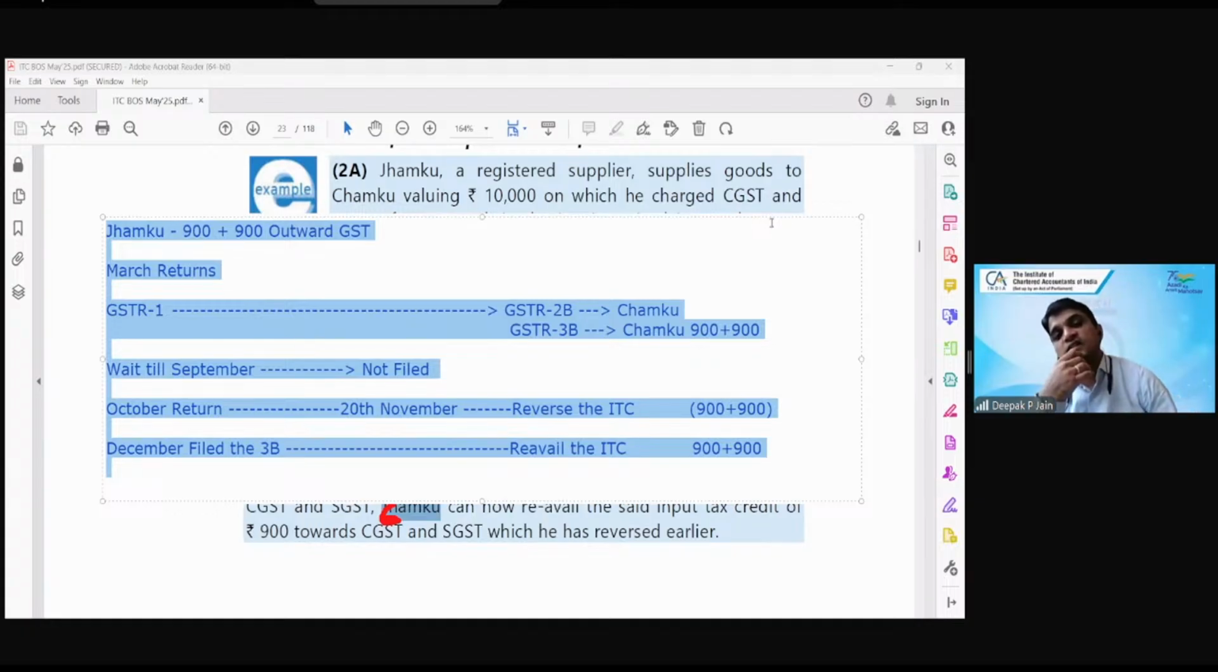Like GSTR 1, GSTR 2B is not about reporting info. Whatever is reported in GSTR 1 by the supplier will appear on your screen as the credit. That credit will appear in a screen or a statement which is called GSTR 2B. Yes, so in January, ITC will be reviewed. Correct.